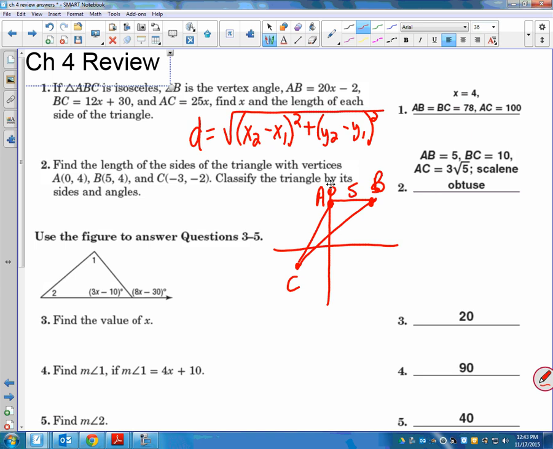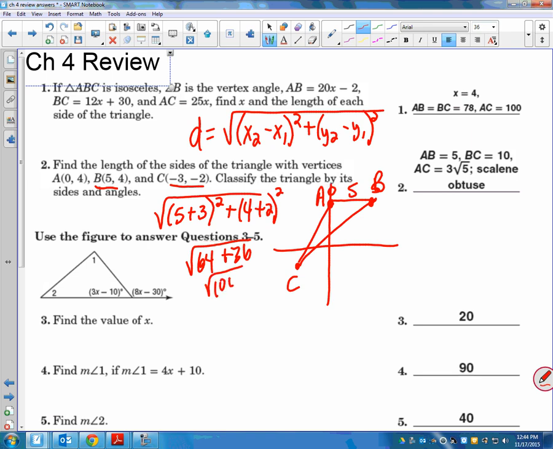So if you do BC, I'm going to have the square root of 5 minus -3. When I have minus negative, I always make it a plus. And I'm going to add that to 4 minus -2 squared, which gives me 8 squared, which is 64, plus 6 squared, which is 36. Oh my gosh, that works out awesome. That works out to be perfectly the square root of 100, and the square root of 100 is 10.